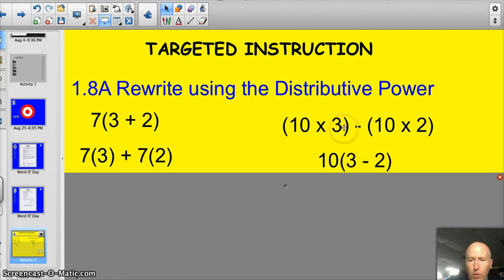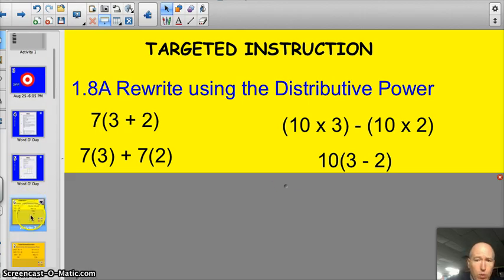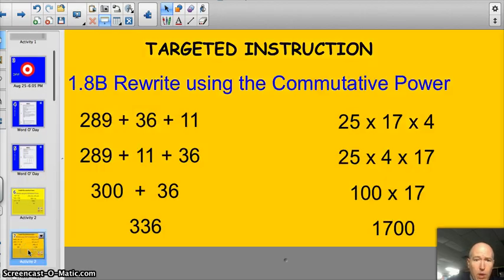I can also go from one set of parentheses to two sets of parentheses on top, where I've distributed the 10 out, and I can group it. Instead of 10 times 3 minus 10 times 2, I can take 3 minus 2 and group that all and take 10 times that. All right. Let's move on to the next target. That's 1.8a, the distributive property.